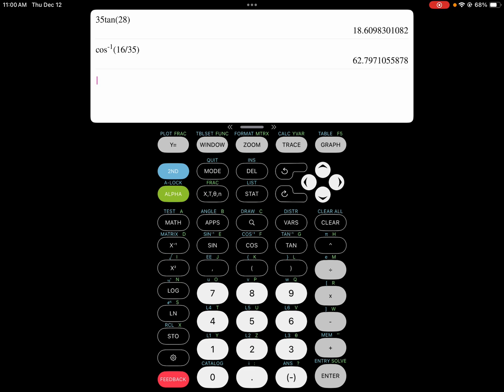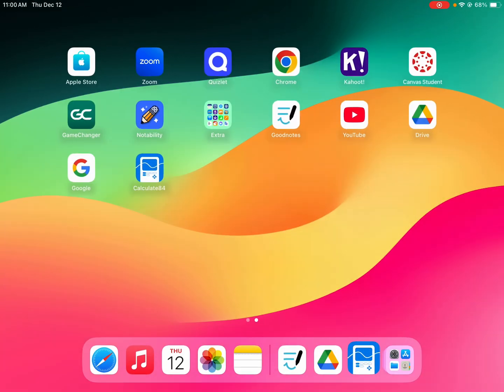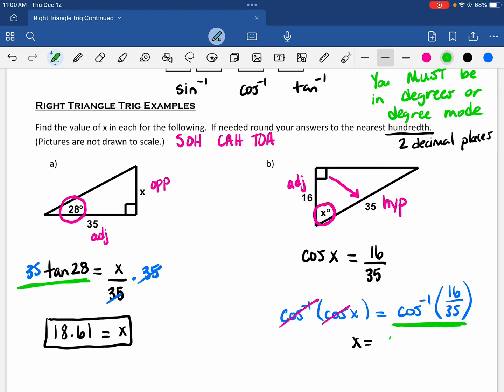We need to the nearest hundredth. So I go to that second decimal place is the 9. I look behind it, that's a 7. So that 7's going to round up that 9, which actually then ends up rounding up that 7 to an 8. So we're looking at 62.80 degrees, because this one was an angle.